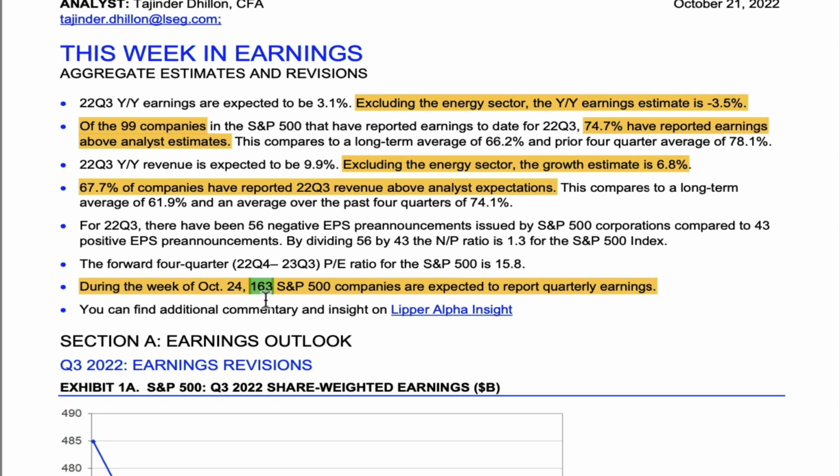During the week of October 24th, 163 companies are expected to report quarterly earnings. The week coming up and next week are the two heaviest weeks for earnings. So this week is going to be dominated by earnings, and two big economic reports: GDP, our first look at third quarter GDP, and the PCE. Those are the two big ones this week.